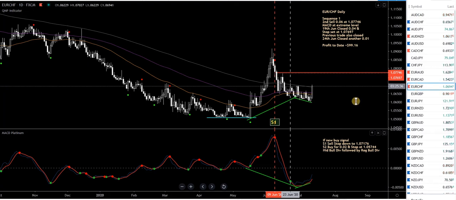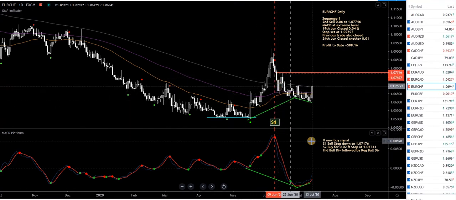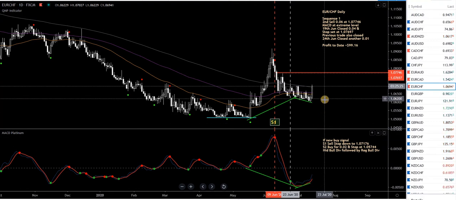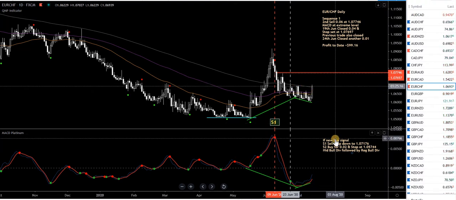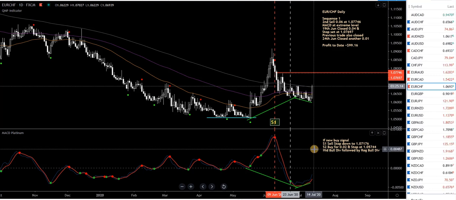Euro Swiss, there's another QMP, another one that's highlighted. In a sell already here, looking for a buy. Now, if there's a new buy signal, sell signal stop will be moved down. Hopefully it's not, this thing's going up pretty quick, so my stop, I was looking to put it around here somewhere, but it might be a bit too close. That's something I'll reassess in the morning.